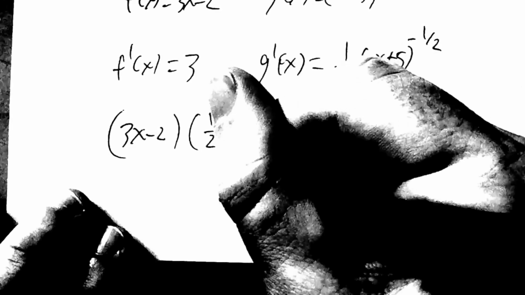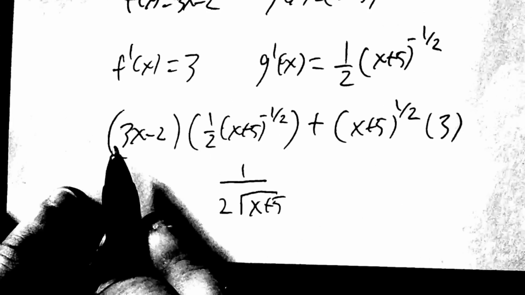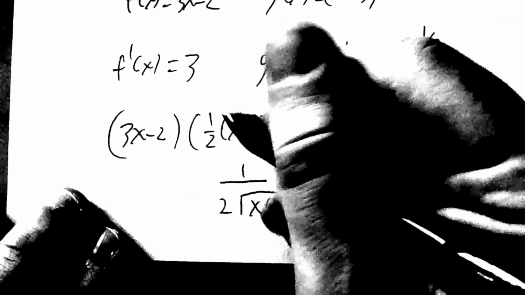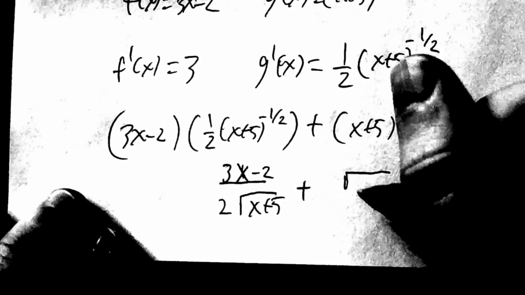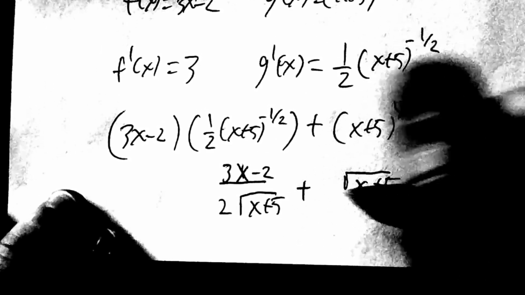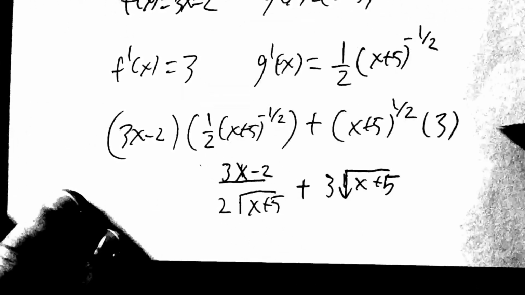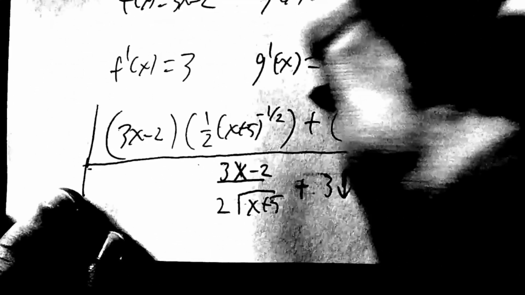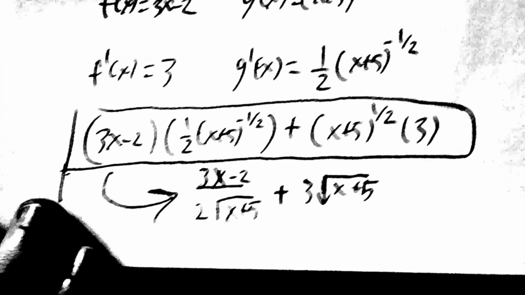So this one would turn into 1/2 root x plus 5, and then that 3x minus 2 would multiply by it. So this on top would become 3x minus 2 over that. Then it would be plus square root of x plus 5 with a 3 in front, because that 3 would come out front. So like this is fine. I'm just going to square this one up. But this, in case you were curious, that's how it would simplify. Moving on.